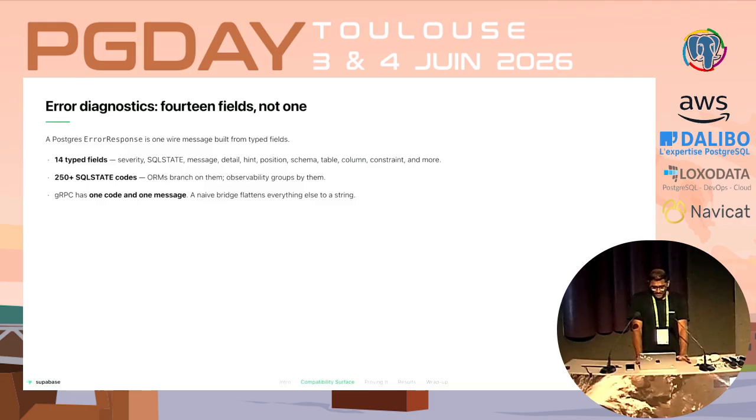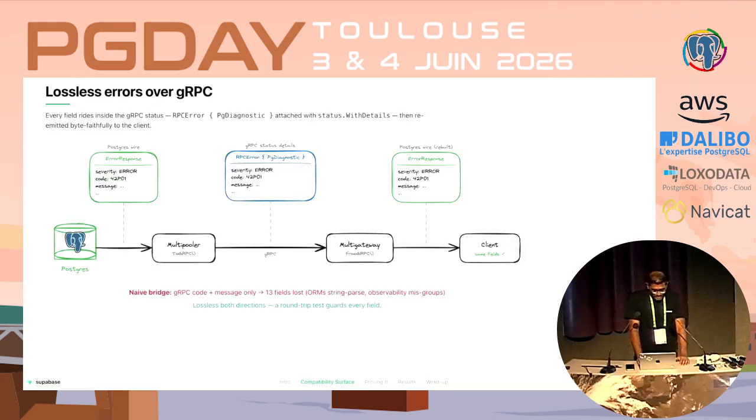Like an ORM can't read the SQL state. An ORM that cannot read a SQL state falls back to a regex on the message text. And the observability tools, etc., that lose the field start lumping completely unrelated errors into one bucket. So we don't do that. Instead, we define our own protobuf, which carries every single application-visible diagnostic field, and we attach it to the gRPC status details. So the transition is lossless in both directions.